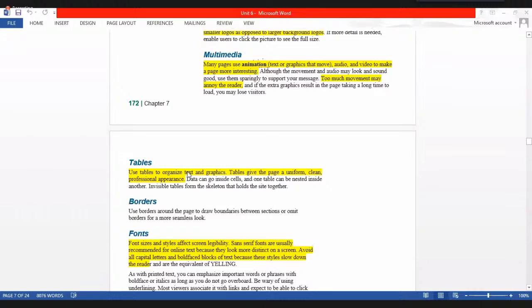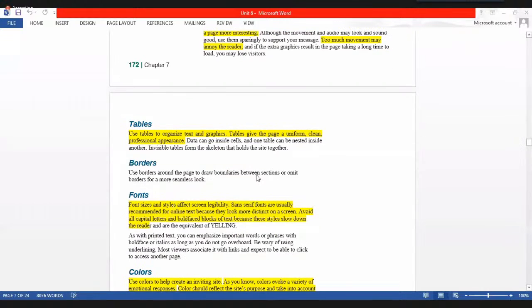Then another is tables. Use tables to organize text and graphics. Tables give the page a uniform, clean, professional appearance. So using tables is very good, because in the tables also the information is clear cut, right? In each column the information is given there, and by looking at the table, the readers can immediately know many things. So that's why using tables is good.